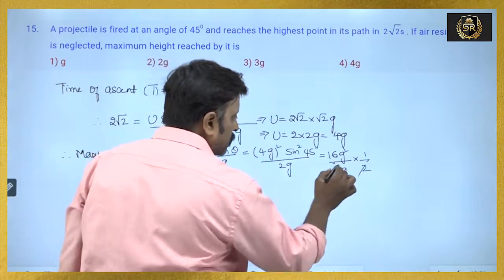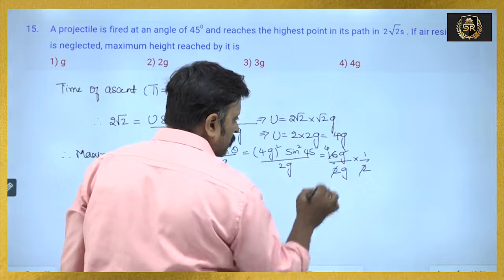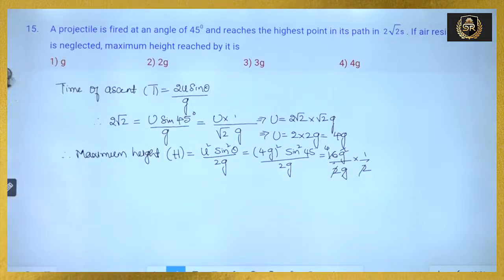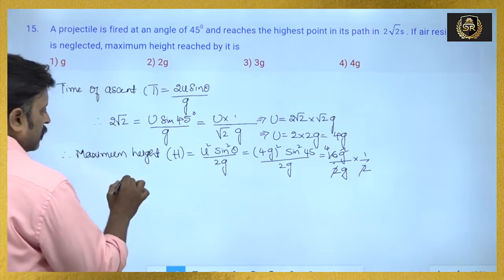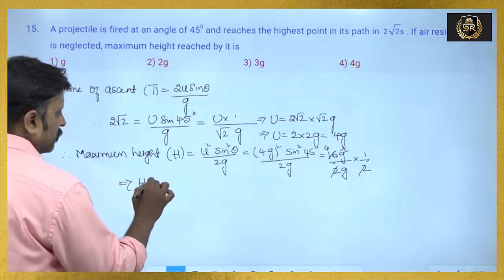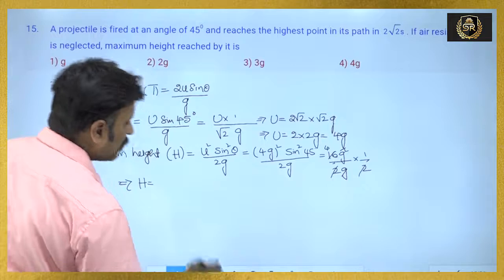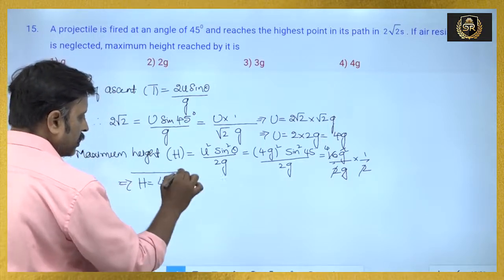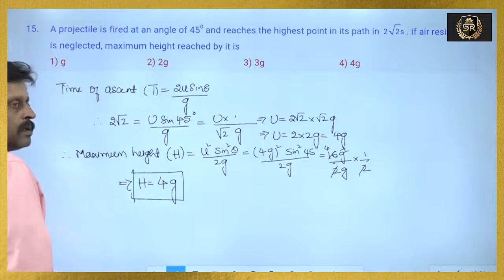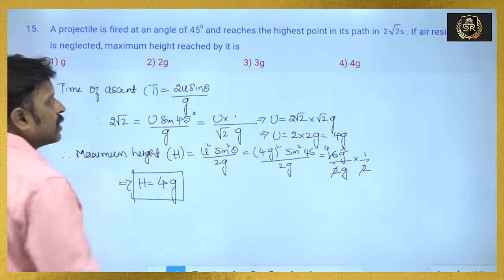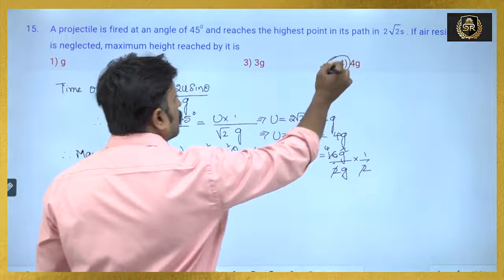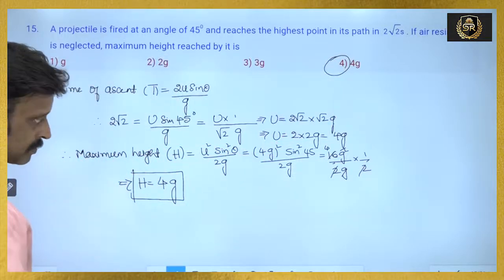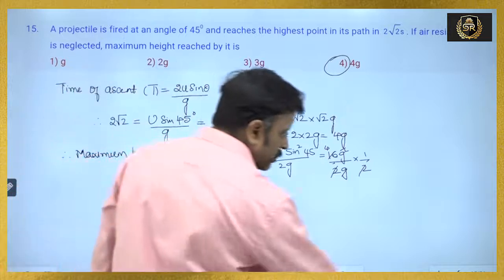This goes here 4 times. 1g you can cancel. So, what is the option then? Maximum height H is equal to what is left over there? 4g is the final answer. So, the fourth option is the correct one. Right? Let us move to the next one.